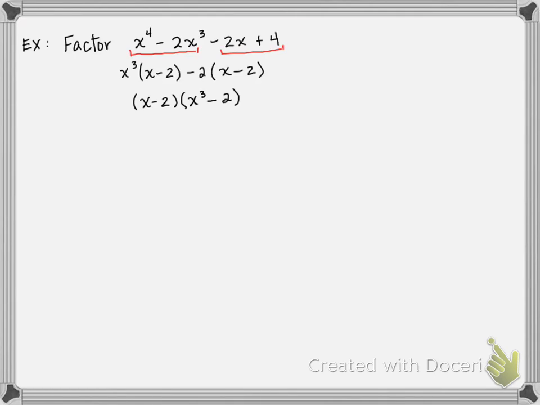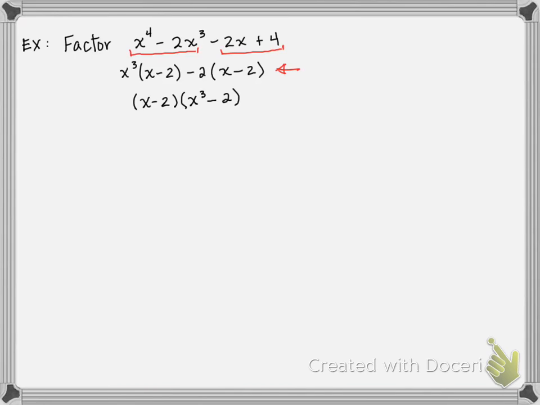So like most things we've done, the tricky parts to this come up often with the signs, right? You just have to be really careful. And what I do is, I always double check. When I'm in this step right here, I double check that if I distribute that x to the third back through, I actually get x to the fourth minus 2x to the third. And if I distribute that negative 2 back through, I actually get that negative 2x plus 4. Just to make sure my signs are correct.